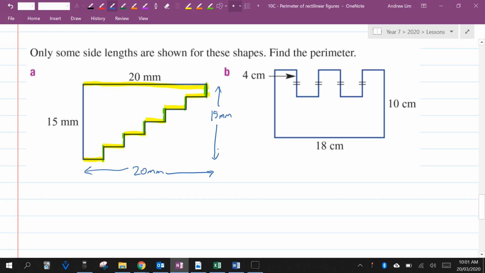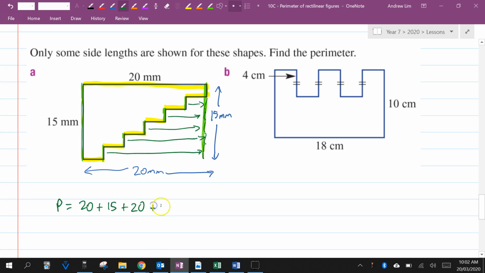Okay. So for example, if we were to push this one out, push that one out, this one, and this one, and this one, it's going to be that entire length is the same as this. Okay, and same with the other way. As a result, the perimeter is equal to 20 plus 15 plus 20 plus 15, which is 70 millimeters.